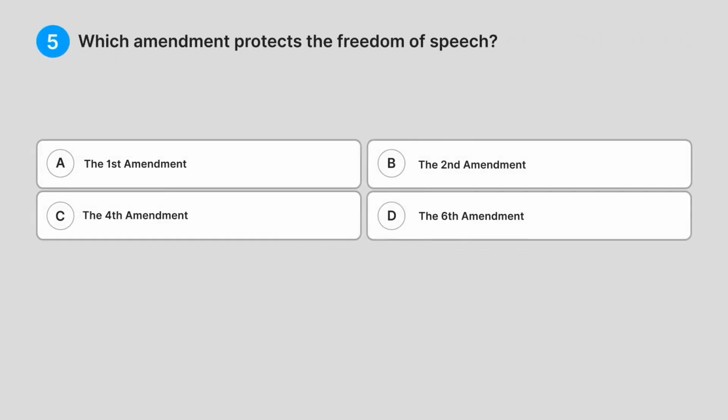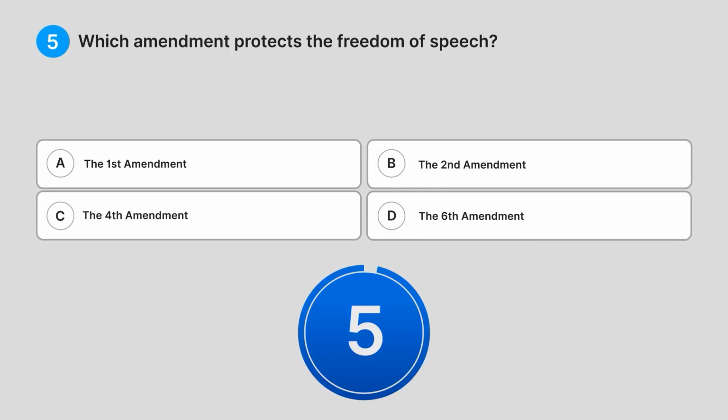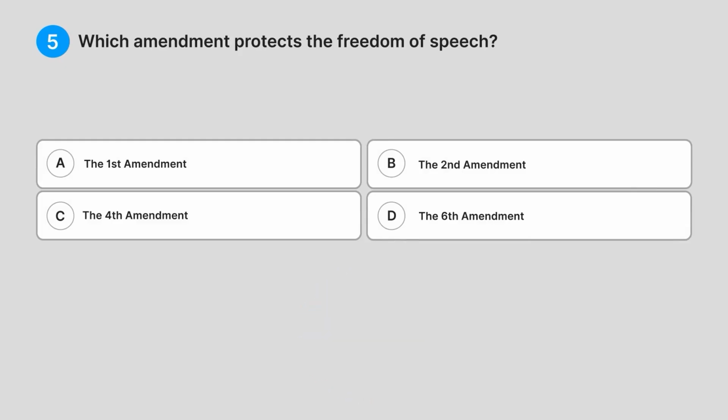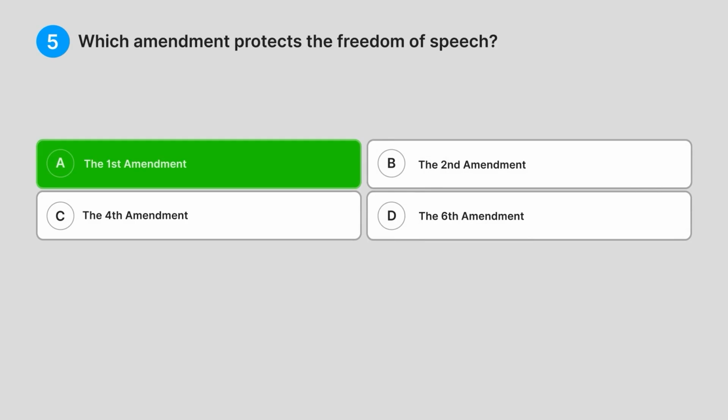5. Which amendment protects the freedom of speech? A. The First Amendment. B. The Second Amendment. C. The Fourth Amendment. D. The Sixth Amendment. Can you guess the answer? Correct answer, A. The First Amendment.